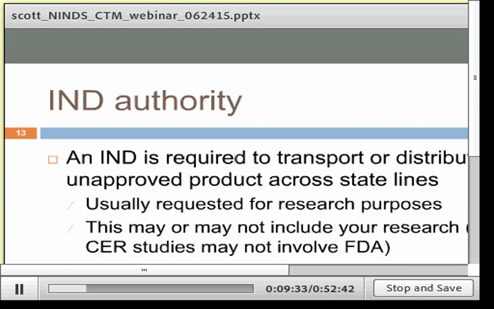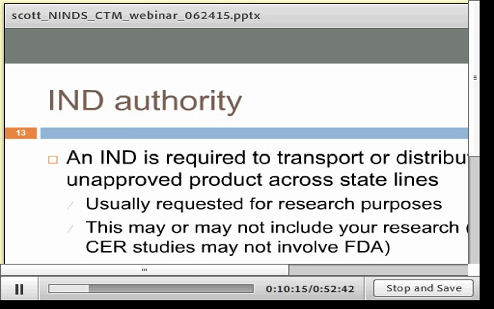So INDs. INDs are the applications you need to run a clinical trial with an investigational drug or biologic. And it's more likely you'll be interacting with FDA over INDs than BLAs or NDAs. So formally, you need an IND to transport or distribute an unapproved product across state lines. And usually that's done for research purposes, for clinical trials. There are other reasons. There are treatment INDs or compassionate use INDs, but mostly we're talking about research studies. And this doesn't include all research. So there are a lot of examples that don't fall under IND authority.